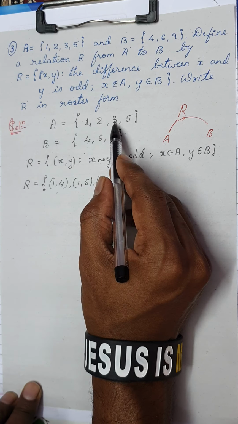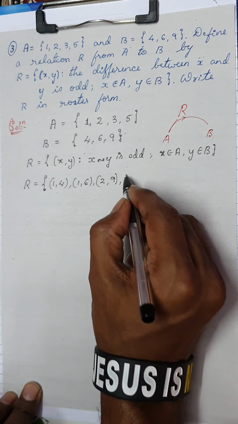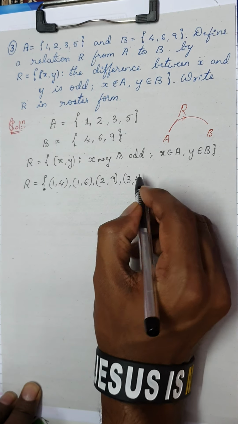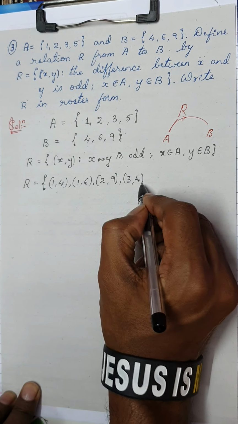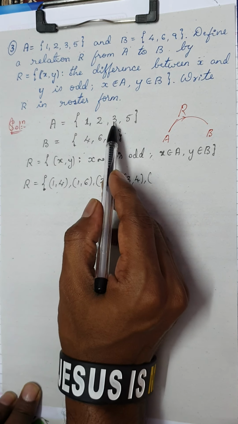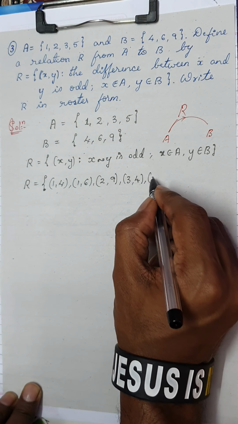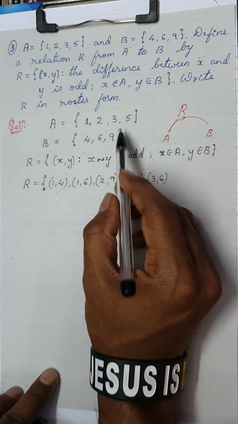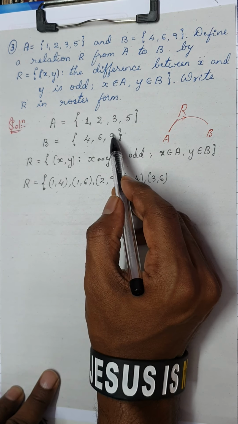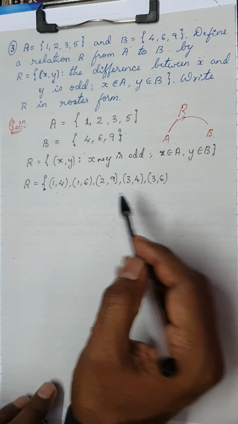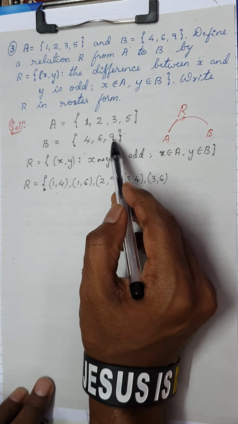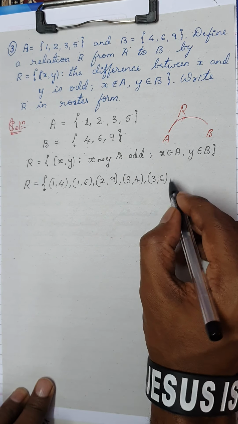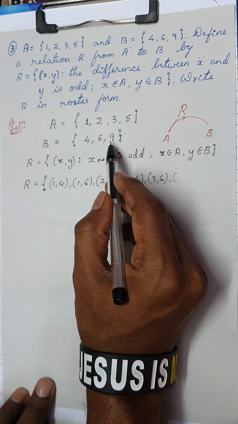Similarly, going with element 3, 3 and 4, the difference is 1, which is definitely odd. So I can take 3 comma 4. Next, 3, 6. Definitely I can take 3 comma 6 because the difference between 3 and 6 is 3, which is odd. And if I go for 3 and 9, please be careful. Sometimes we will be in a hurry and take 3 comma 9. 3 comma 9 is not taken because the difference is 6. I cannot take it.